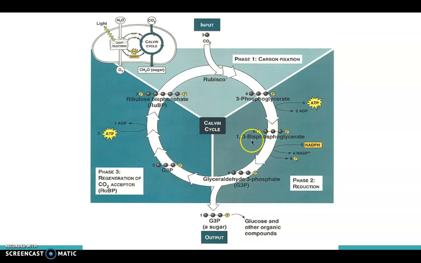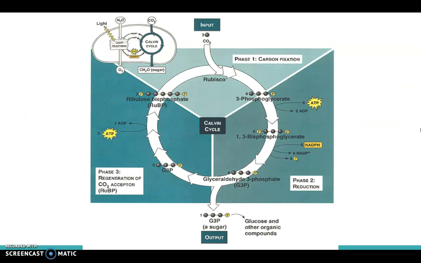Same thing, if you need to convert 1,3-bisphosphoglycerate into glyceraldehyde 3-phosphate, then you're going to need a total of 6 NADPH if there's a total of 6 molecules. So it's a 1-to-1 ratio for this process that's taking place here.